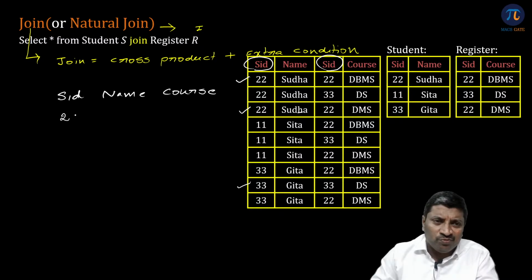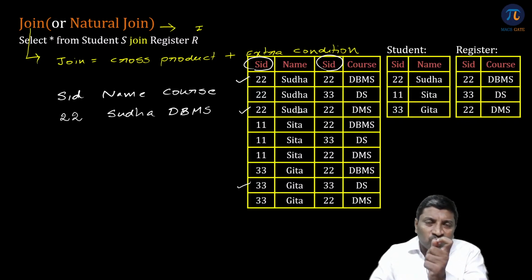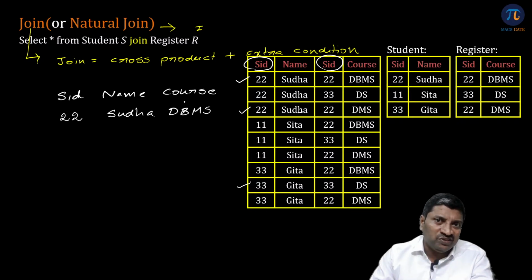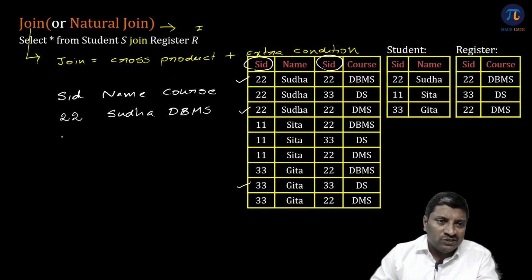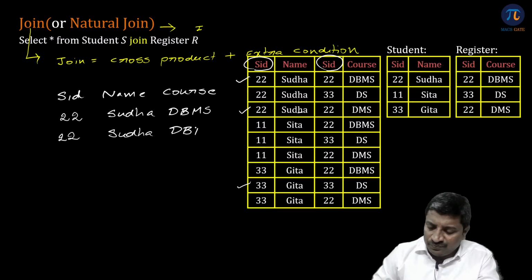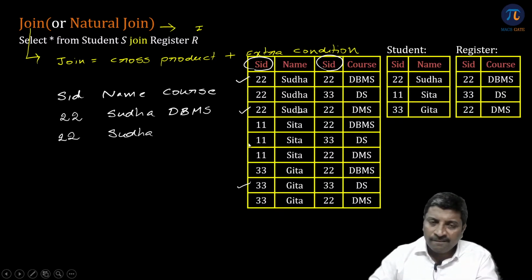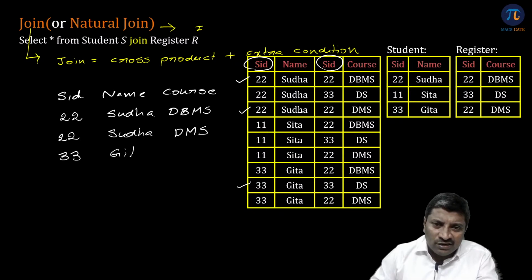Now look at this. This will be more meaningful. 22 is the roll number. Sudha is the student name. And DBMS is the course she registered. Now this record has more meaning comparatively than the records in the previous examples. Similarly, 22 Sudha registered discrete mathematics also. Right? And we have one more, 33 Geeta. What did she register? She registered DS.